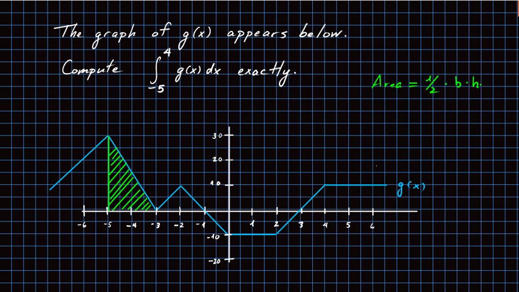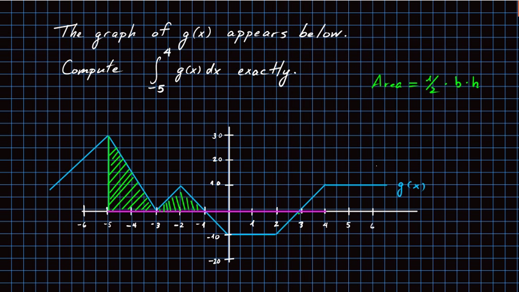Okay, so how do we find the value of this definite integral? Well, we notice first that we're starting at -5 and going to 4. So we want to find the area between the curve and the x-axis as we go from -5 all the way to 4, stopping at 4. So this first triangle will be part of the area we'll compute, and then we'll have this triangle.